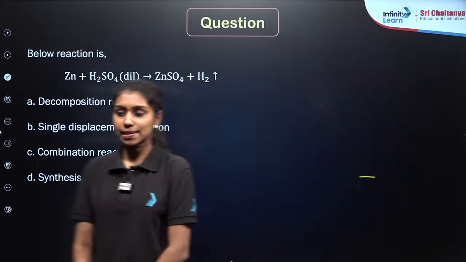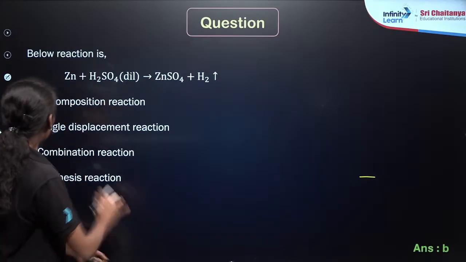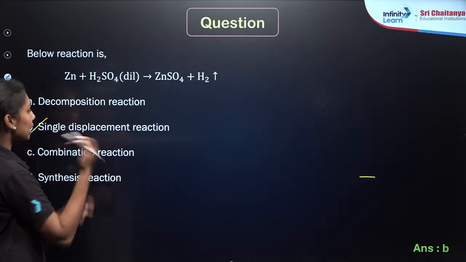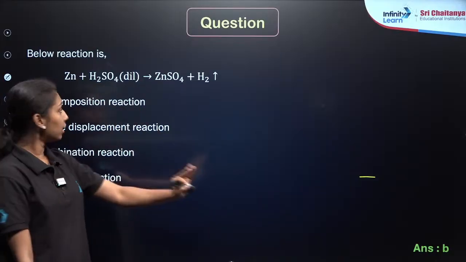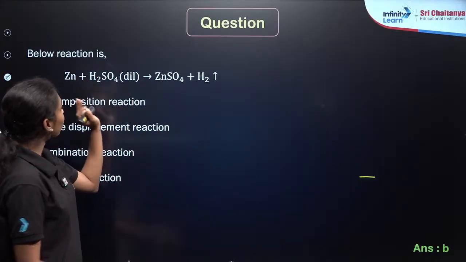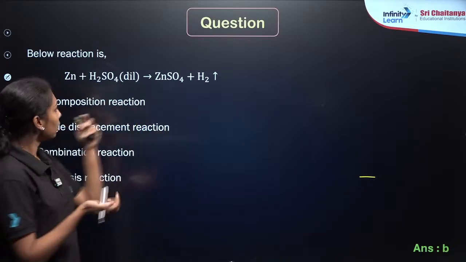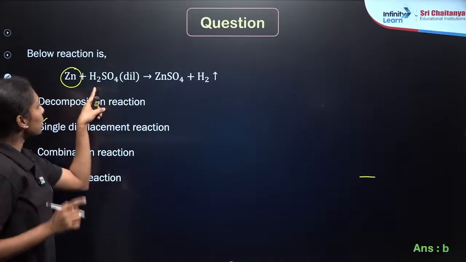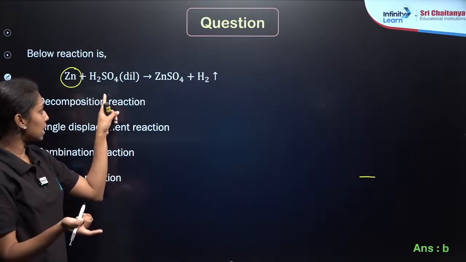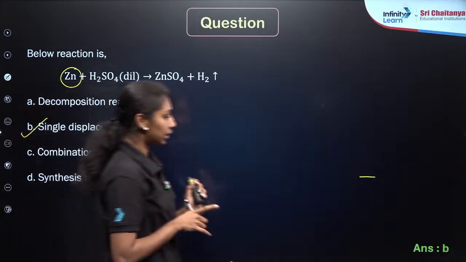Okay, I couldn't see any answers in the comment box, so I will explain first. Option B will be our correct answer because it's a single displacement reaction, which we have already studied in the second chapter, acid, base and salt, right? Here the metal is reacting with this acid to form the corresponding salt plus hydrogen, right? So what you're observing here, zinc being more reactive can displace the hydrogen from the sulfuric acid. So this is a single displacement reaction. Option B will be our correct answer.